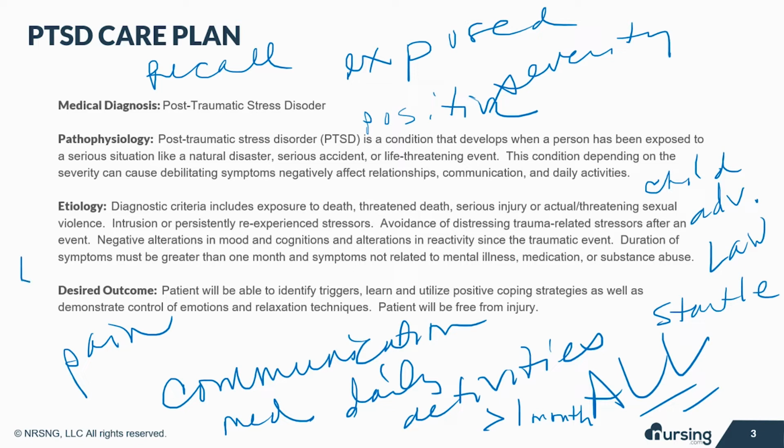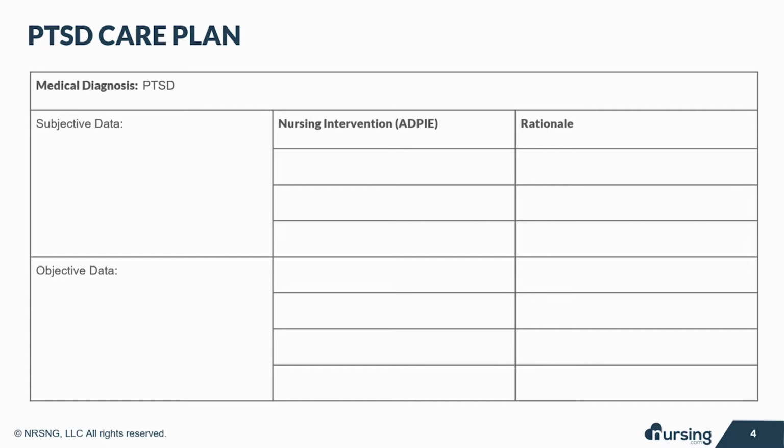So the desired outcome for a patient with PTSD will be to identify triggers, learn and utilize positive coping strategies, as well as demonstrate control of emotions and relaxation techniques, and the patient will absolutely be free from injury. So let's take a look at some of the subjective and objective data that your patient with PTSD may present with.